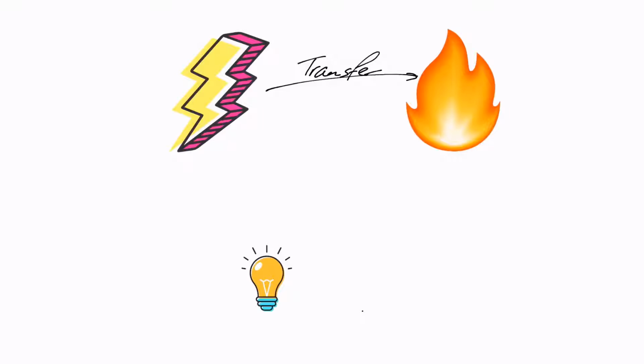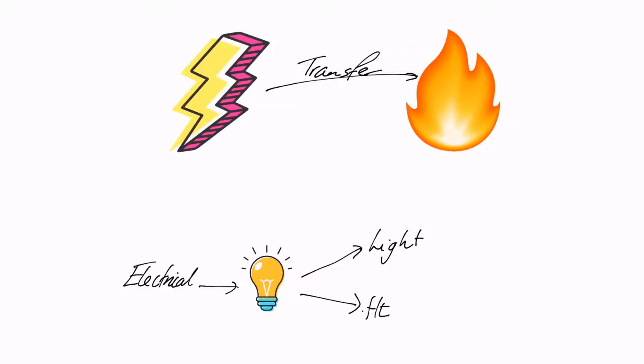Okay, so think about a light bulb. Electrical energy comes in, and we want light to come out. The problem is we also get heat. The light bulb actually gets hot. So the heat is things we don't want. We don't want the heat. We do want the light.